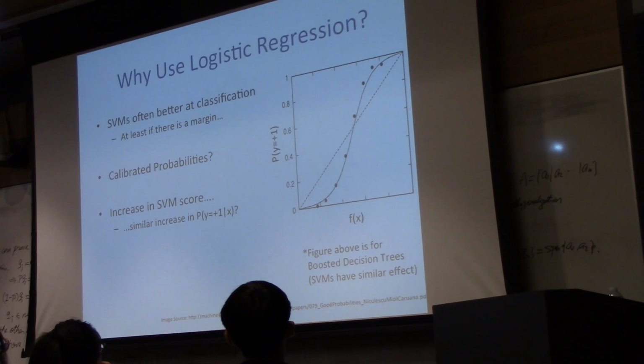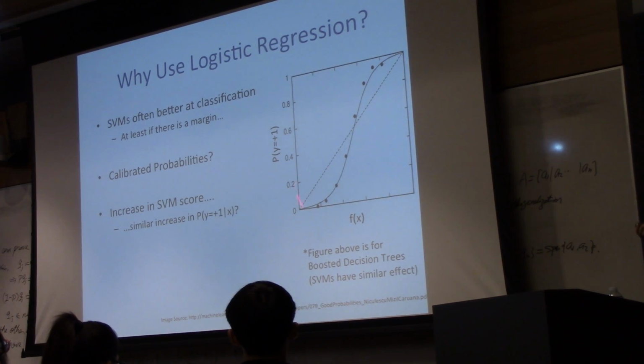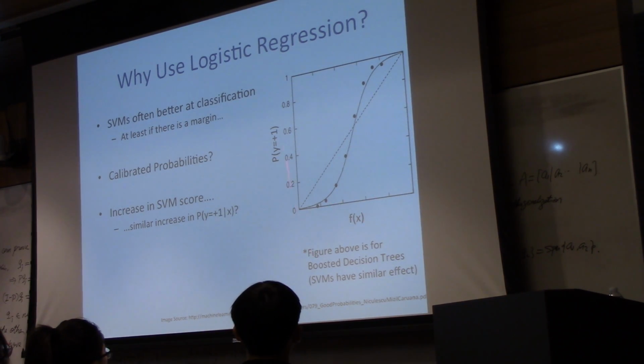So one can actually measure this effect, right? So this is f of x. So this is the scoring rule, in this case, of a model of decision trees, although SVMs have the same effect. And as you increase the score of the scoring rule of this model that's not a logistic regression, this is the actual probability of the label being +1, right?